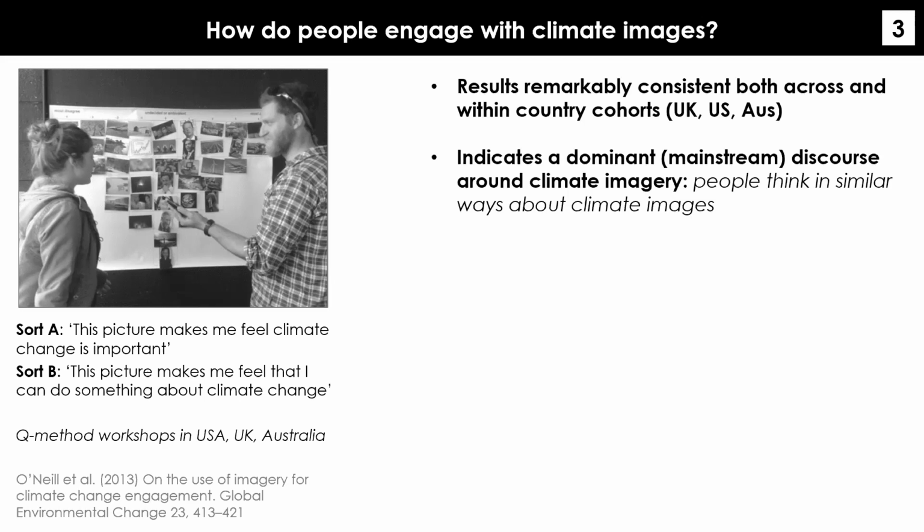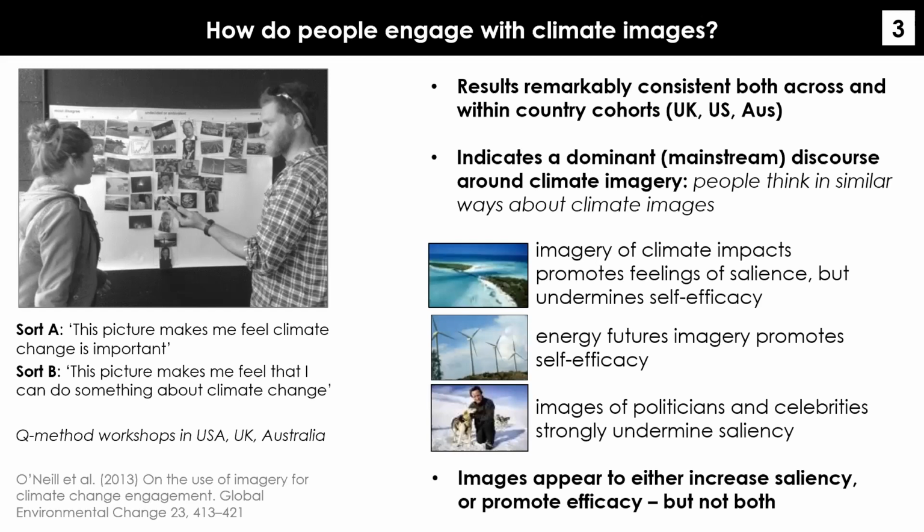What we found is the results are remarkably consistent across and within the country cohorts. So people were similar within Australia, UK, US, and similar across the three different countries as well, which indicated to us that there's a dominant, in these countries anyway, mainstream discourse around climate images, i.e. people think in similar ways in these three countries about climate images.